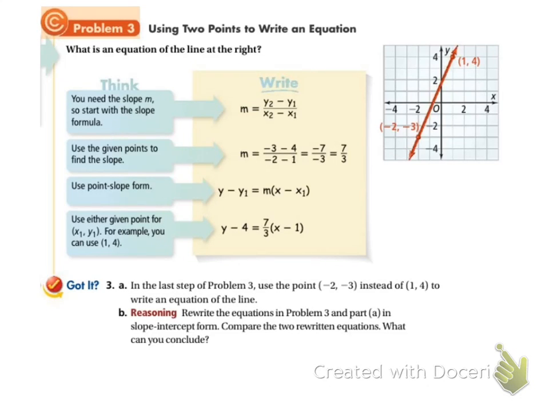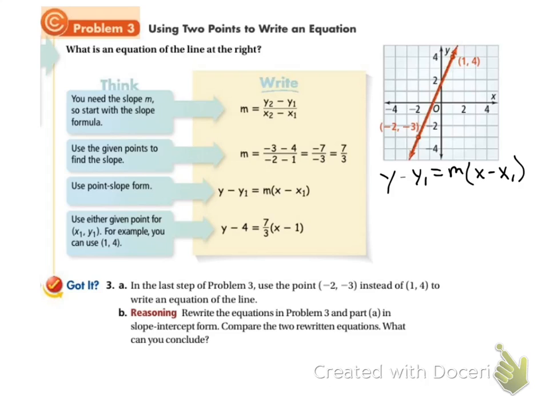This is 5.4b of algebra. So we're going to continue with our point slope form. Remember, here's our equation: y minus y1 equals m times x minus x1.